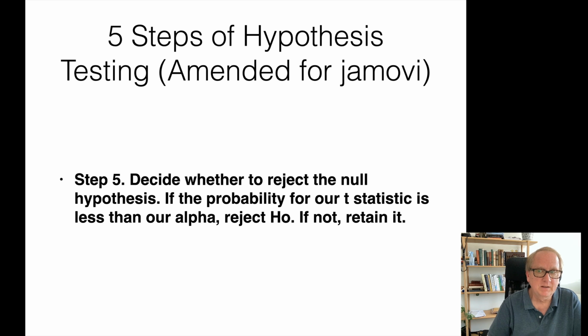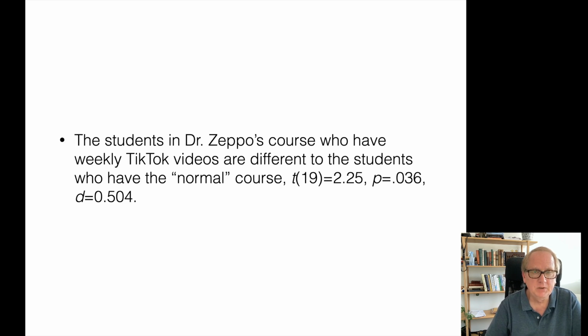And so if I'm going to write this out in proper APA format, my conclusion would be that the students in Dr. Zeppo's course who have weekly TikTok videos are different to the students who have the normal Psych 1040 course, comma, t, then in brackets, again, I put my degrees of freedom, 19, equals, and then my obtained t, the t that was computed here was 2.25, comma, I can give the p-value, the exact one that was given to me in the output of my Jamovi. It was 0.036, so I can go ahead and say that, 0.036, comma, and then give my Cohen's d. My d is 0.504, full stop.